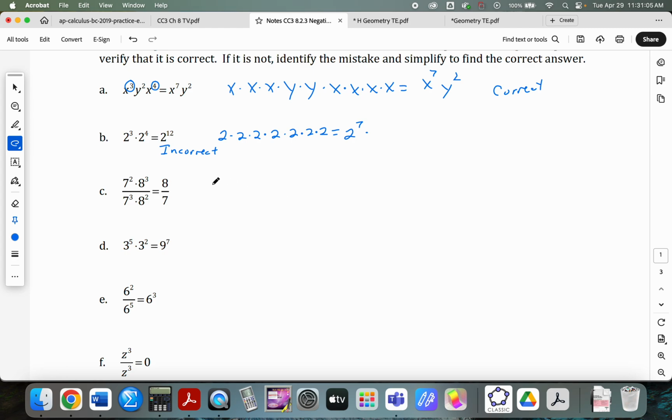All right, for this one, if we expand it, 7 times 7 times 8 times 8 times 8 over 7 times 7 times 7 times 8 times 8. 7 divided by 7 is 1. 7 divided by 7 is 1. 8 divided by 8 is 1. Excuse me. 8 divided by 8 is 1 again. This is indeed 8/7, so this one is correct. Which means that the next 3 should all be incorrect.